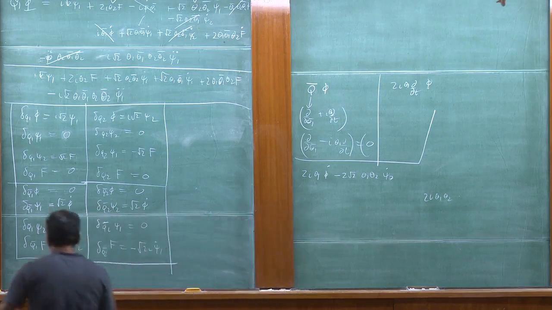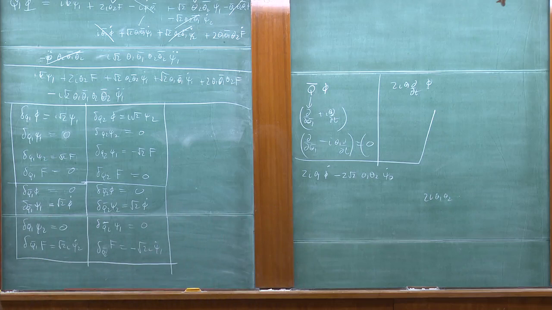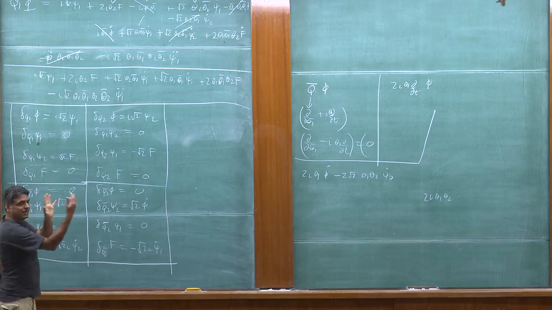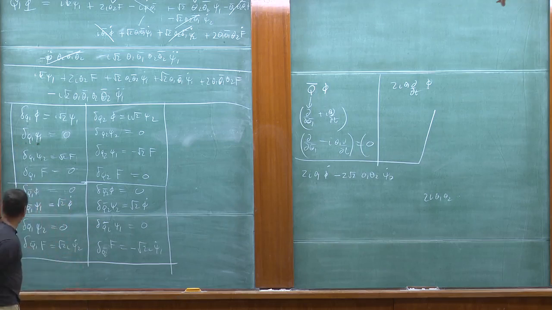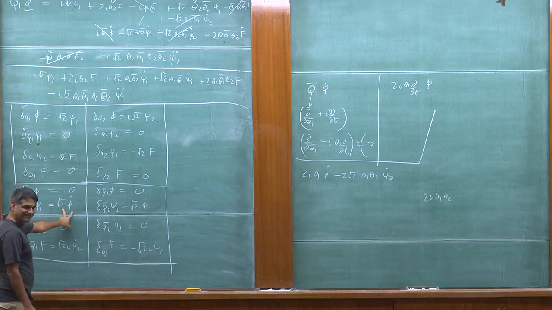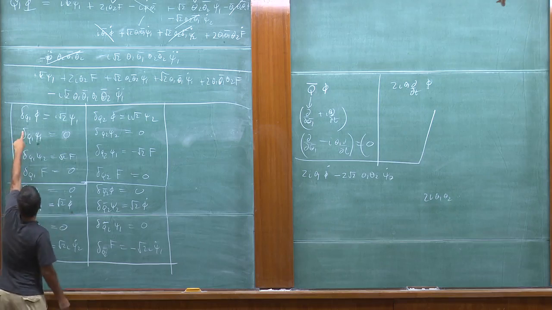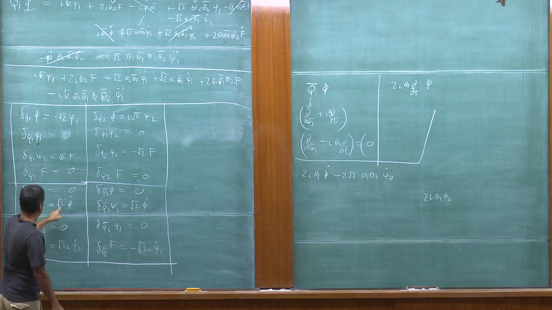Let's quickly check the others as well. Let's look at ψ₁. Q̄₁Q₁ is 0 because Q₁ annihilates ψ₁. So what remains is first acting with the Q̄₁. So Q̄₁ gives square root 2 φ dot, and then Q₁ on φ is this same algebra. These two are sort of dual to each other.